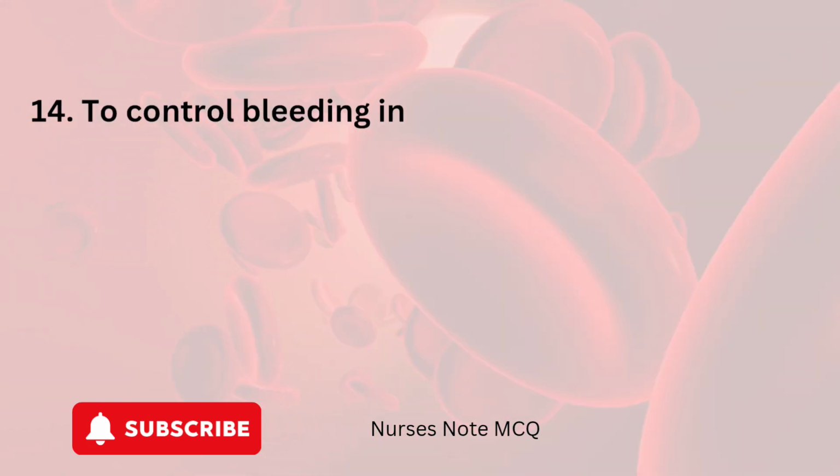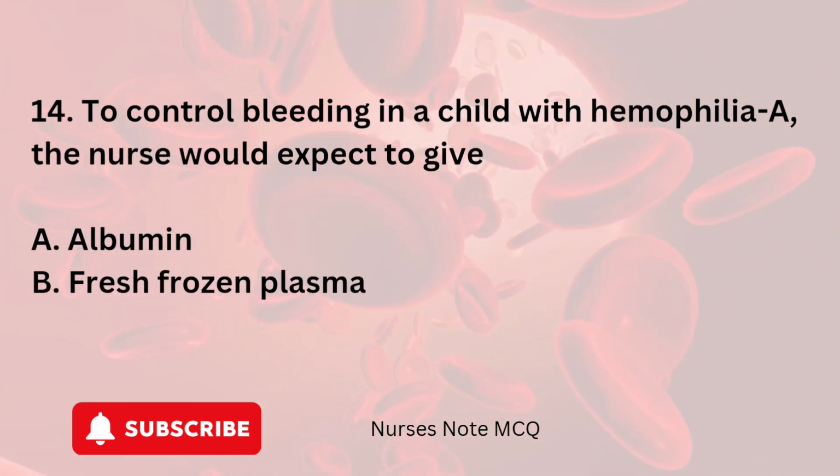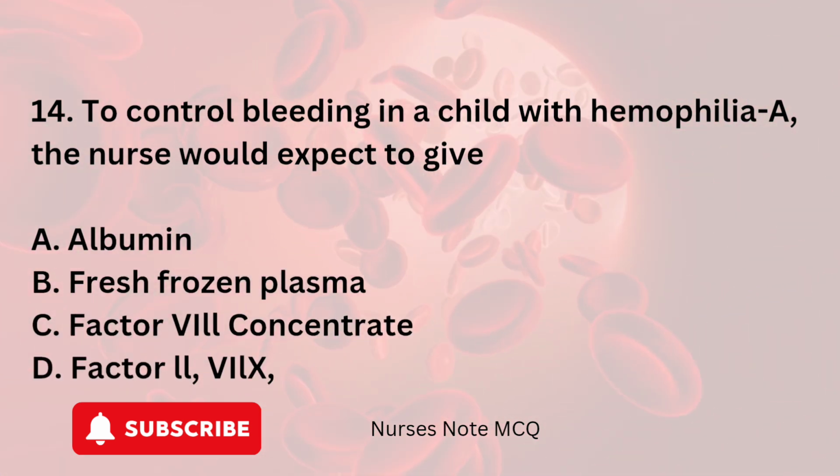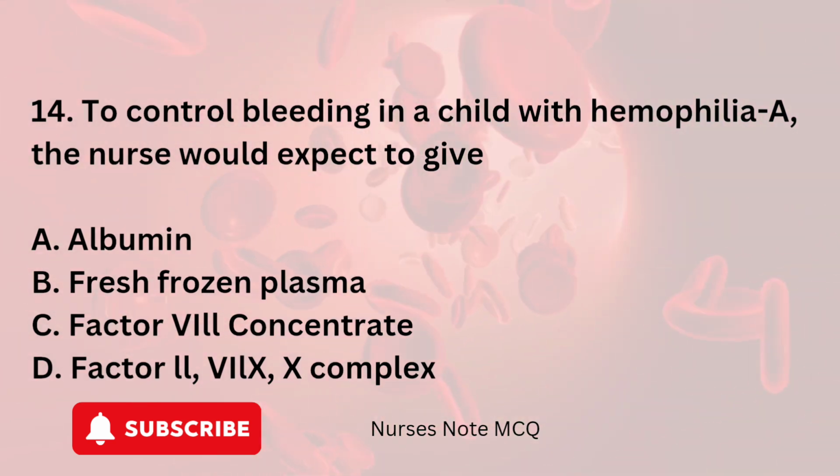To control bleeding in a child with hemophilia A, the nurse would expect to give A. Albumin, B. Fresh frozen plasma, C. Factor VIII concentrate, D. Factor II, VII, X complex.